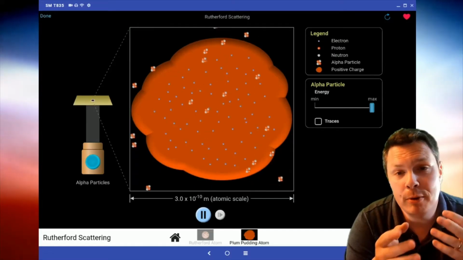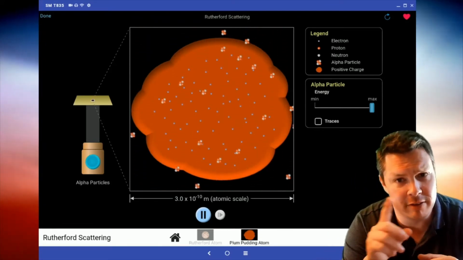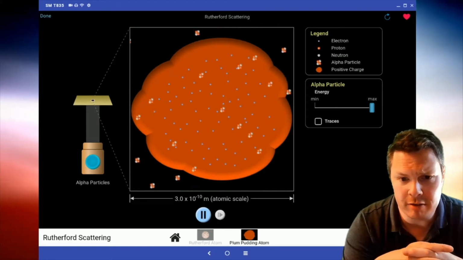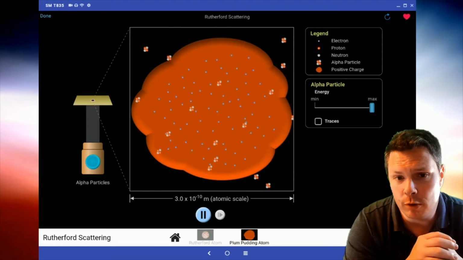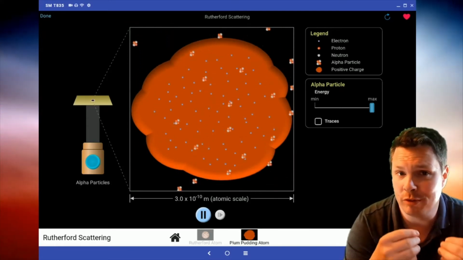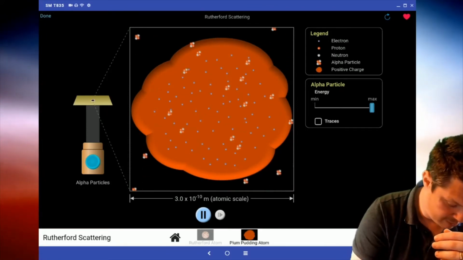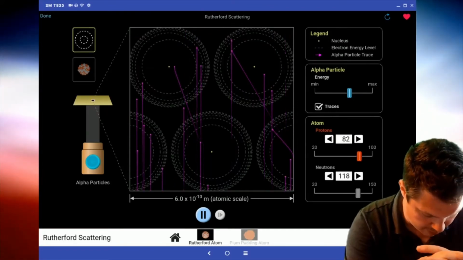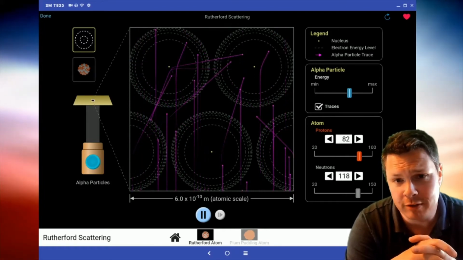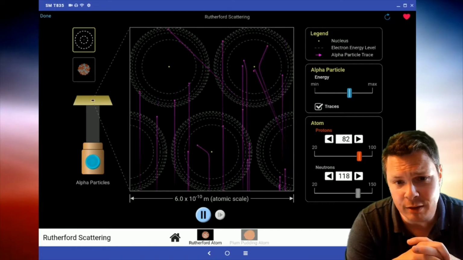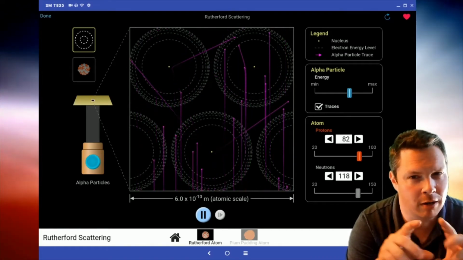Now, if the plum pudding model was correct, i.e. a big cloud of positiveness and these negatives baked inside it, these positive alpha particles should pass straight through with no problems at all. Now, it turns out this wasn't what was seen. What ended up being seen was something very, very different. So, Rutherford passed those alpha particles directly through. Alpha particles here are in purple. The little yellow dots are what we now know to be nuclei, and the dotted bits around the outside are electrons.